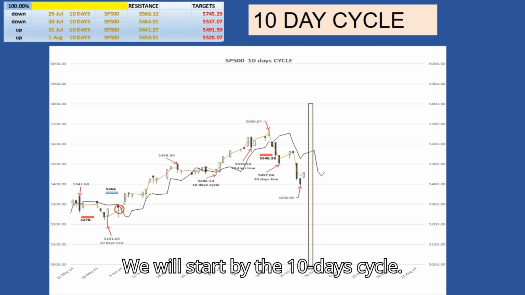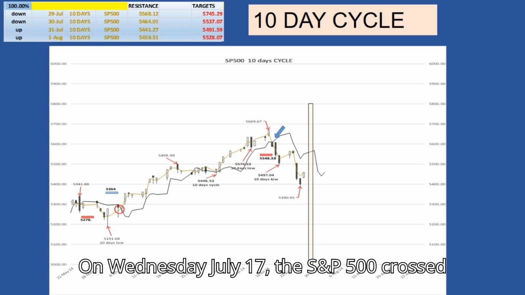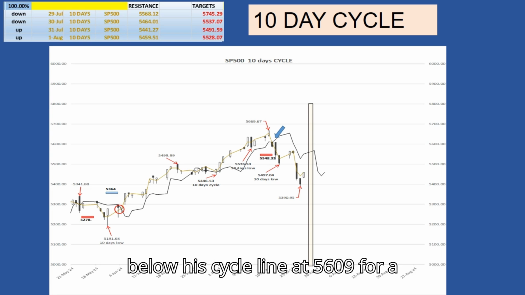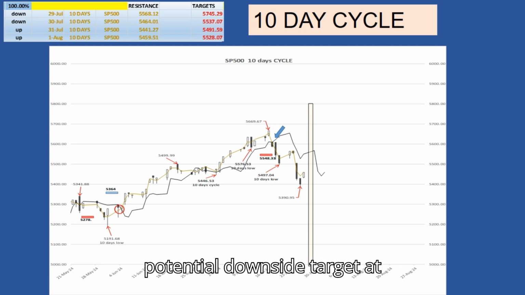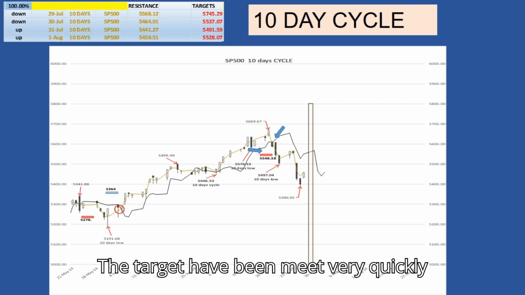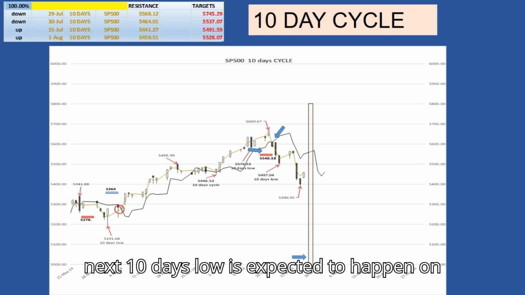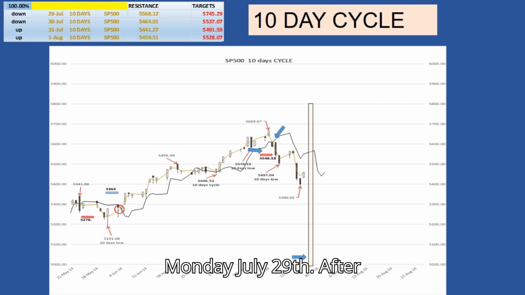We will start with the 10-day cycle. On Wednesday, July 17, the S&P 500 crossed below its cycle line at 5,609 for a potential downside target at 5,548. The target was met very quickly the next day, on July 18th. The next 10-day low is expected to happen on Monday, July 29th.